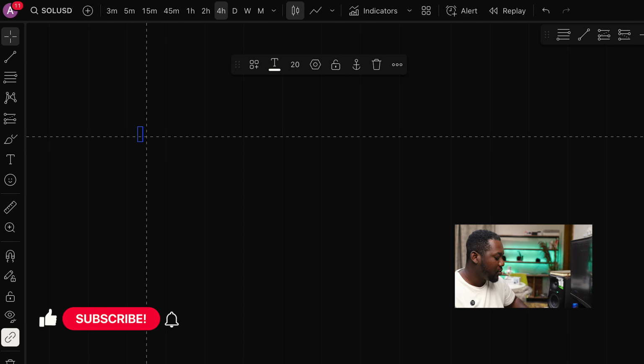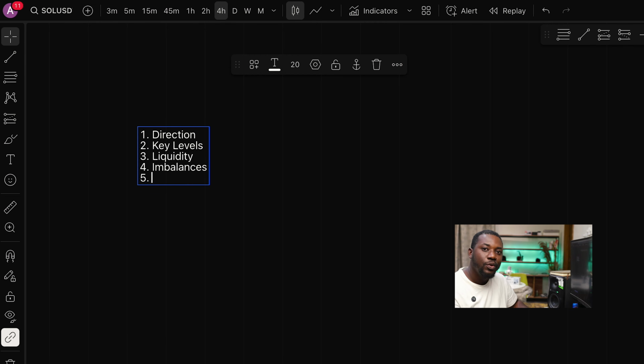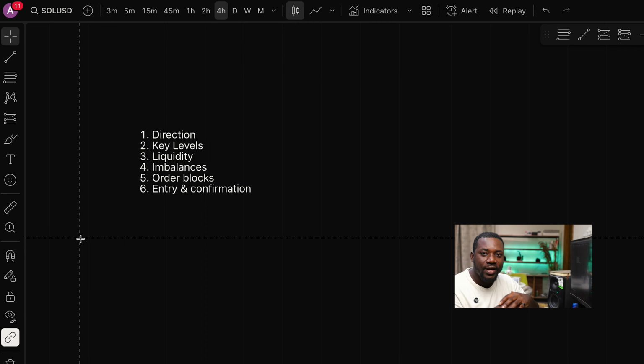So the first thing we're going to look at is direction. Then we check our key levels. We will also be looking for liquidity. The fourth one is imbalances. Then we'll look for some order blocks. Then lastly, we'll be looking at entry and confirmation. So these 6 different stages is what I go through every day to find my own trading setups.